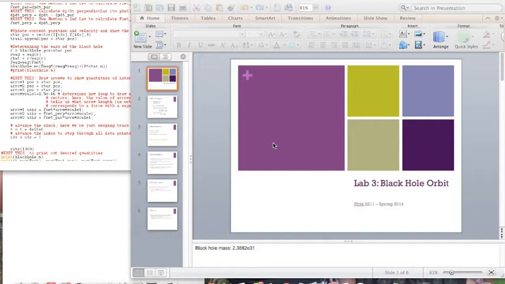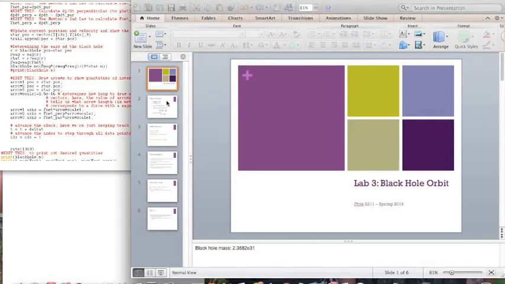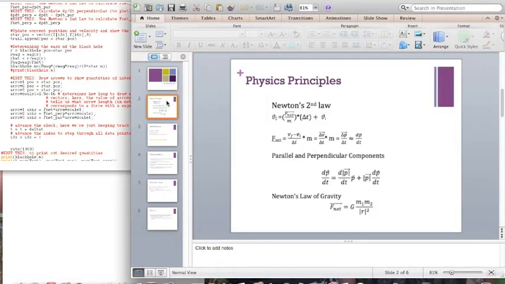In this lab, we were given a CSV file full of positions of a star in orbit around a black hole. With this information, and using Newton's second law, we were to find the black hole's mass. Based on my information, I found that the black hole I was given has a mass of 2.3882 times 10 to the 31st kilograms. To find this, we used Newton's second law.